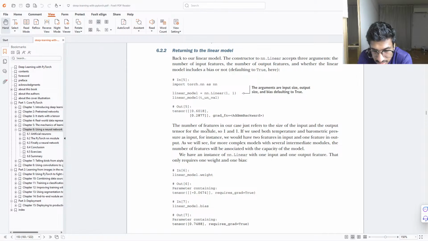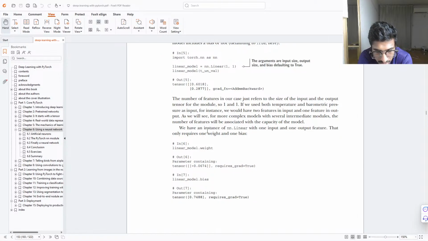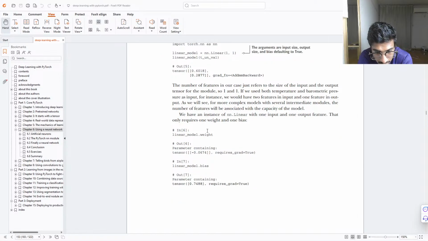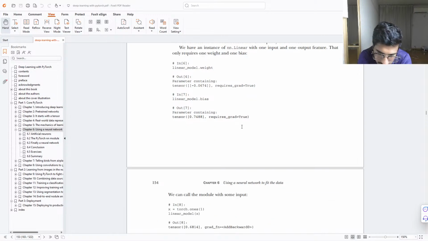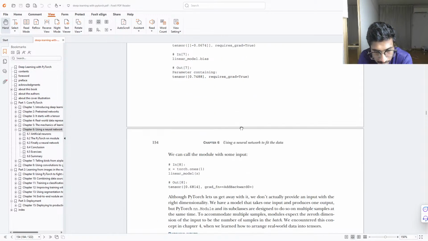We have an instance of nn.Linear with one input and one output feature that only requires one weight and one bias. So the linear model's weight parameter has requires_grad true, and there is a bias. The linear model's bias also has requires_grad true. We can call the module with some input, x equal to torch.ones(1).